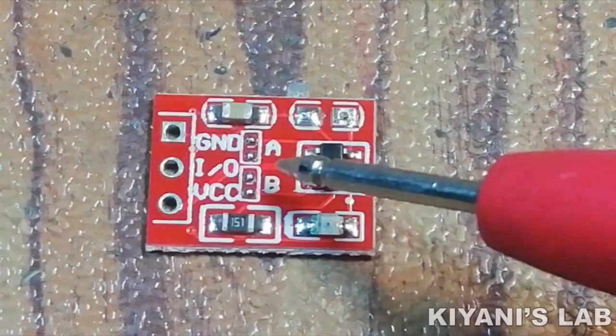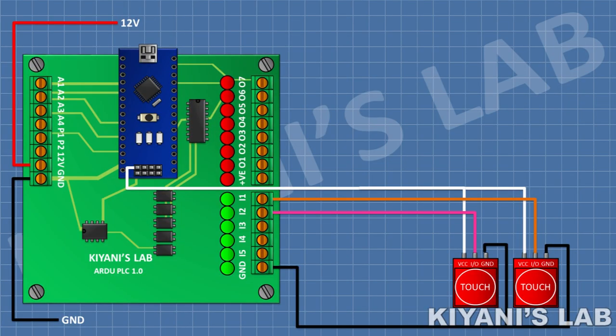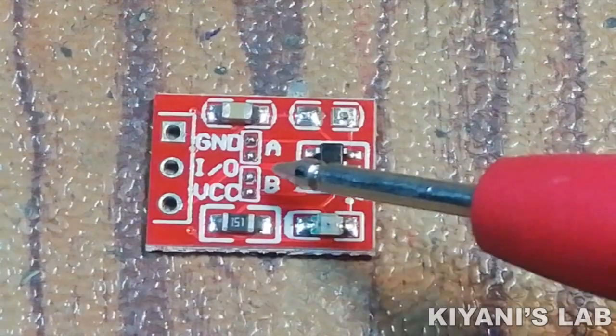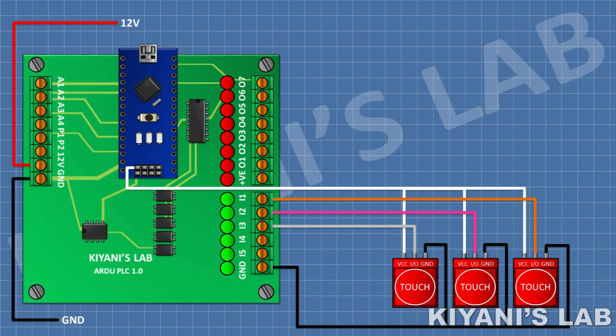After that, short the B jumper of the touch sensor and connect its VCC pin to the 5 volt pin of Arduino and its ground pin to ground and its IO pin to input 2 of the PLC. After that, do the same for the next touch sensor: short the B jumper, connect its VCC pin to the 5 volt pin of Arduino and its ground pin to ground and its IO pin to input 3 of the PLC.